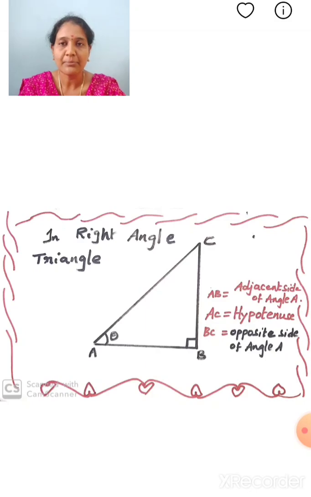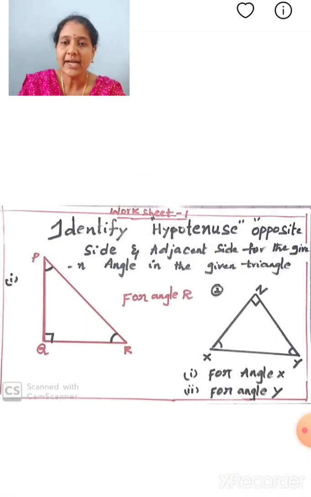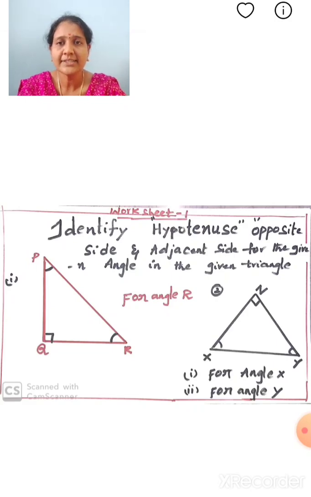Suppose, for example, we take an angle at C, children. If we take theta at C, which is the opposite side? The opposite to C is AB. Which is the adjacent side? BC. Which is the hypotenuse? AC. So first you have to identify the opposite side, adjacent side and hypotenuse. Now I have given a worksheet. You just identify which are the opposite, adjacent and hypotenuse sides.